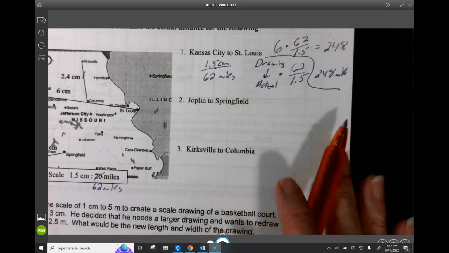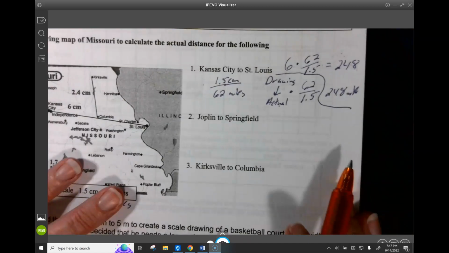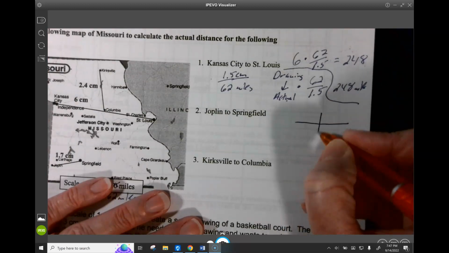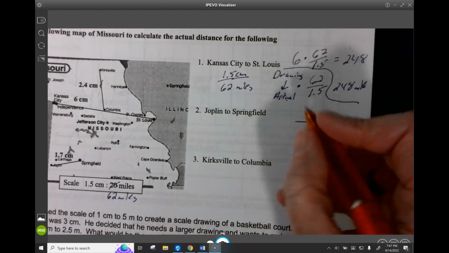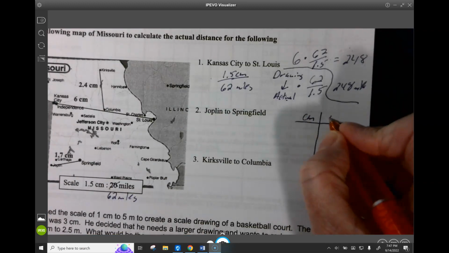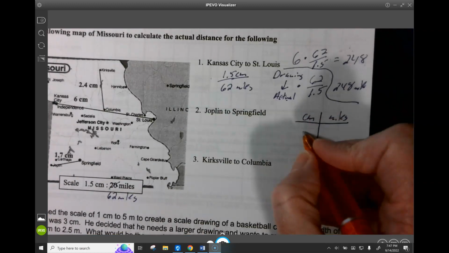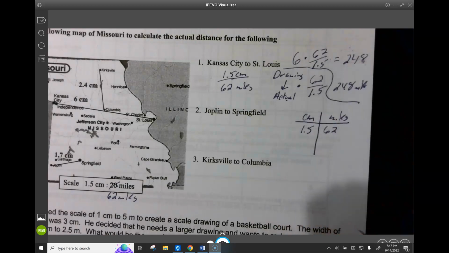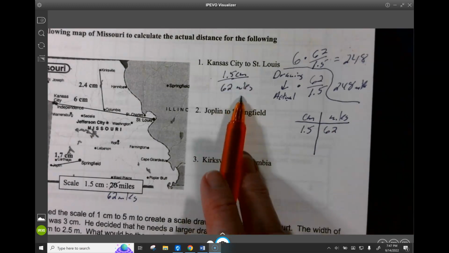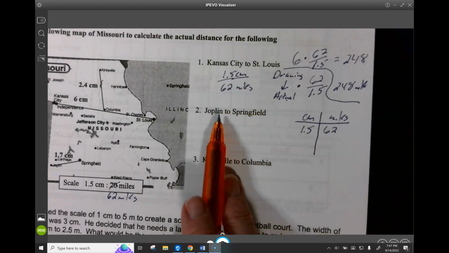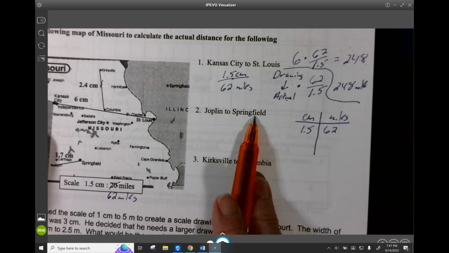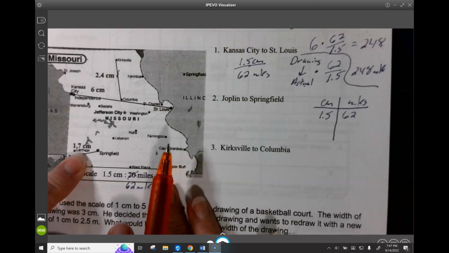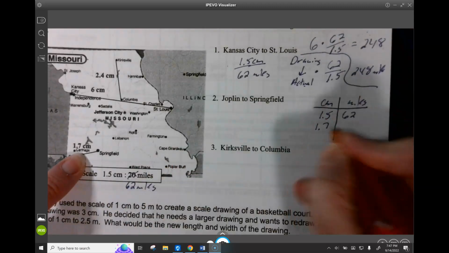Now the other way I could have done it, which I saw from Miss Patterson, which I thought was a great idea too, I'm always learning, is that we make a table. So I'm going to do this next one on a table. So we know that if we have centimeters compared to miles, if I have 1.5 centimeters, I have 62 miles. Okay, so all I'm doing is taking my two different things for my scale. Now I want to go from Joplin to Springfield, and we found out that that's 1.7 centimeters. So I have 1.7 centimeters.